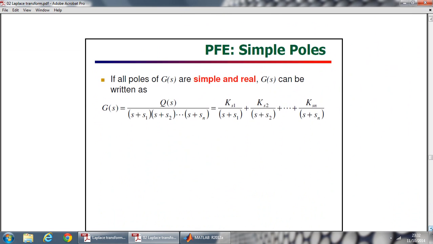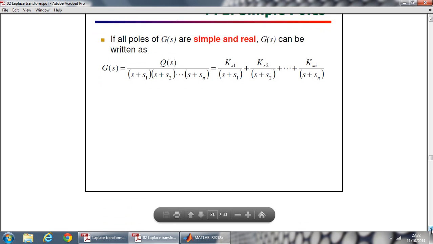For example, if we have poles that are all simple and real, then we can factorize the transfer function G(s) as Q(s) over (s plus s1) to multiply to (s plus sn), and then we can separate the components for each pole as shown here. What we need to find are the constants Ks1, Ks2 to Ksn. How can we find them?